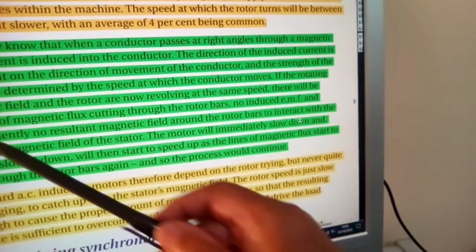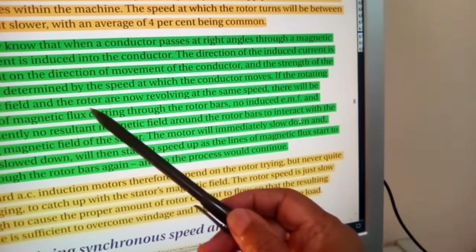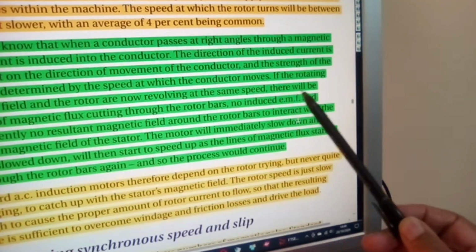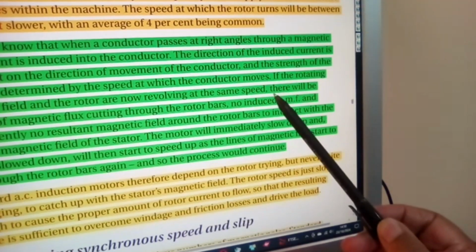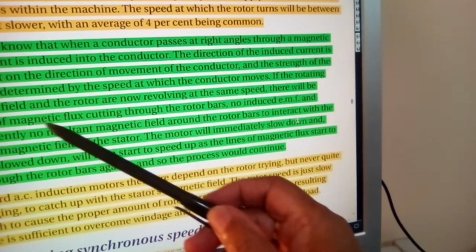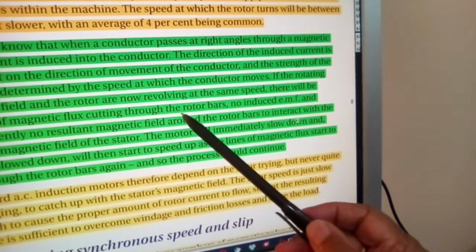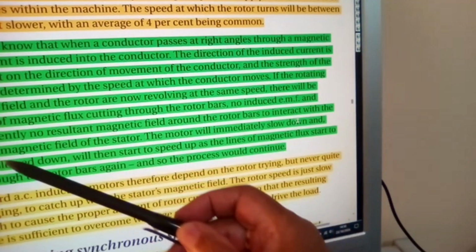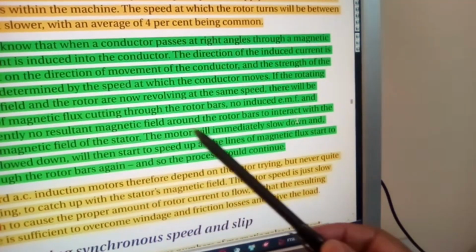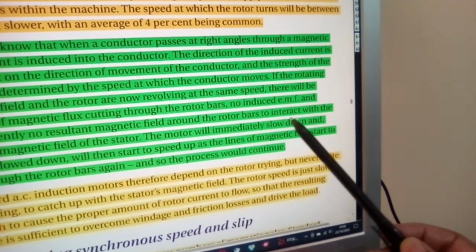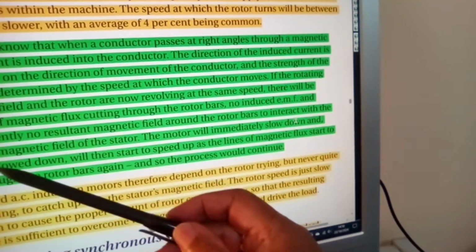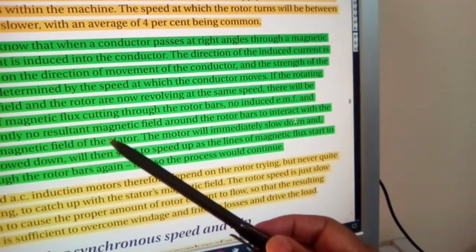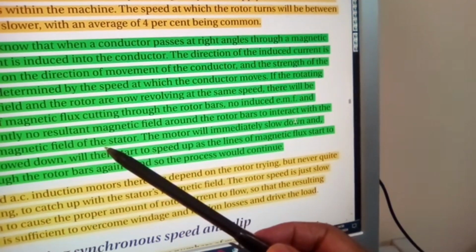If the rotating magnetic field and the rotor are now revolving at the same speed, there will be no lines of magnetic flux cutting through the rotor bars, no induced EMF, and consequently no resultant magnetic field around the rotor bars to interact with the rotating magnetic field of the stator, which means that this motor is now stationary. It's not going anywhere fast.